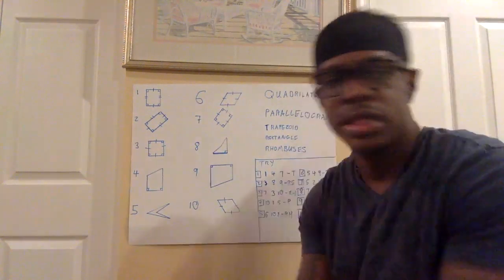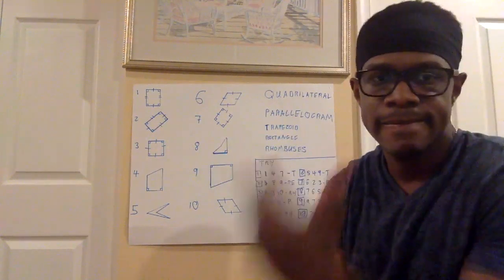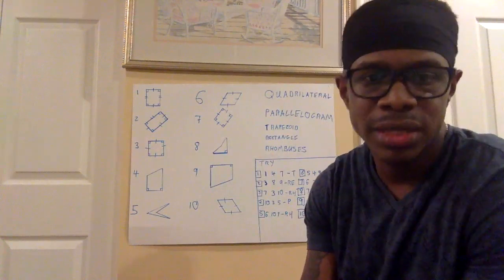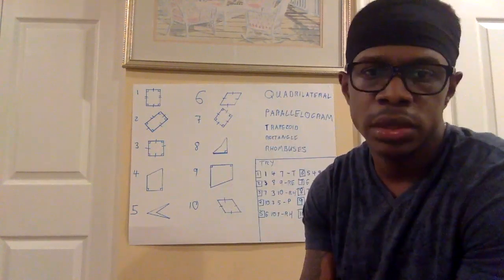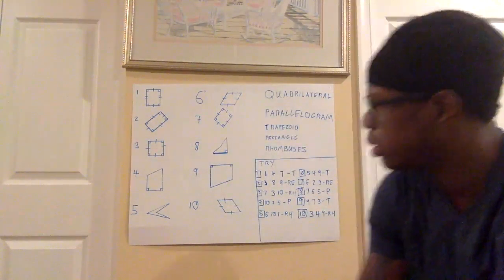And lastly, number 10. If I say number 10 is a rhombus, would I be correct? Yes, I would be correct. Number 10 is a rhombus. Now, this one is going to take a little bit of thought process and a little bit of sitting down.